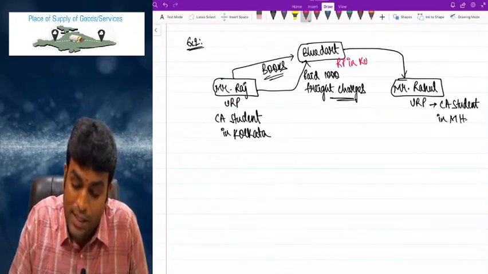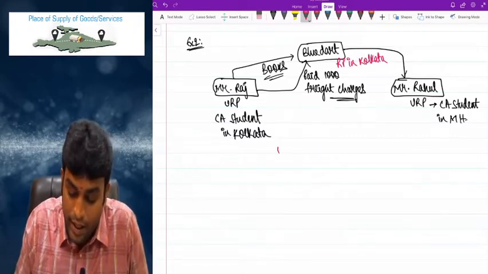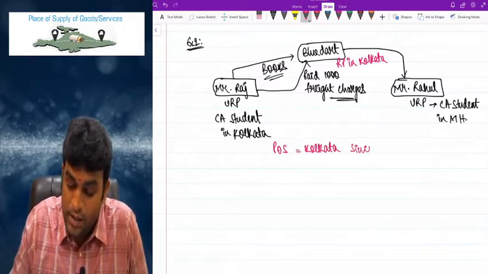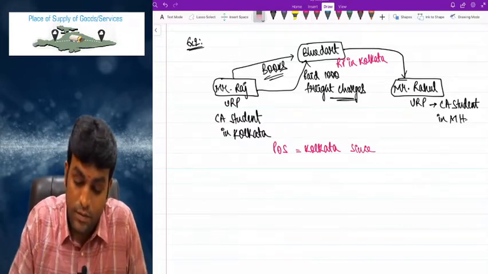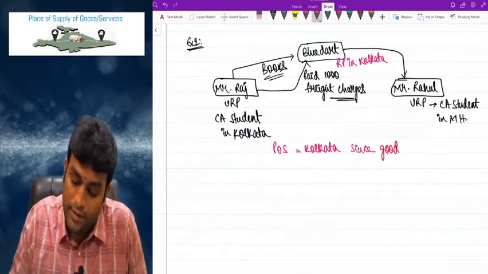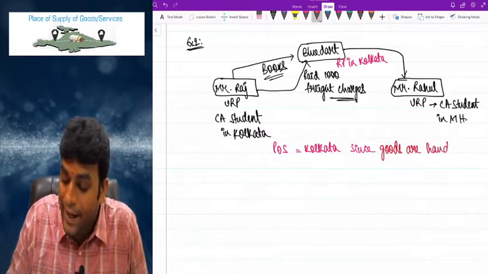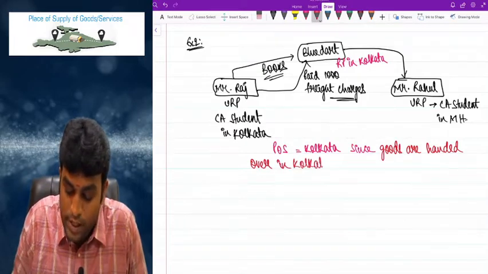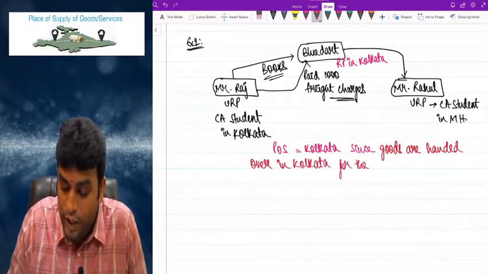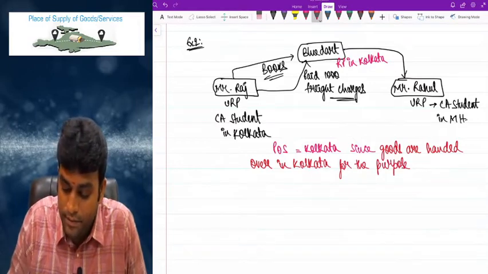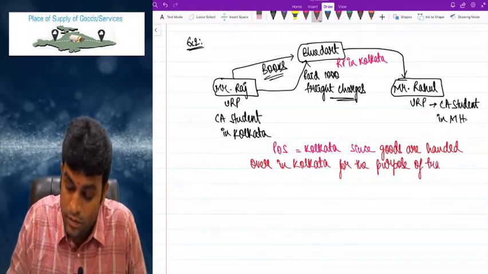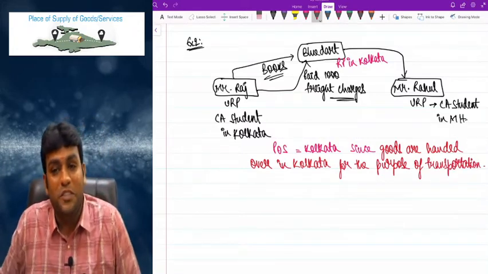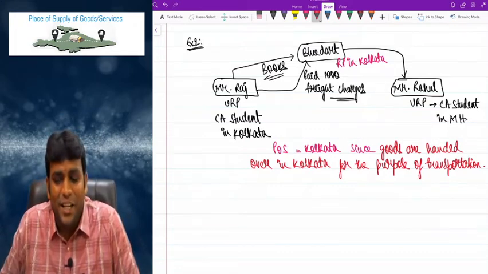Now tell me, guys, let me add on. Blue Dart is a registered person in Kolkata. And here, in this particular example, place of supply is Kolkata, since goods are handed over in Kolkata for the purpose of transportation. That's it. So getting clarity, my dear friends, everybody?